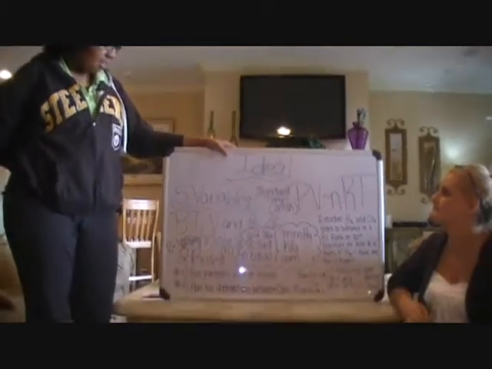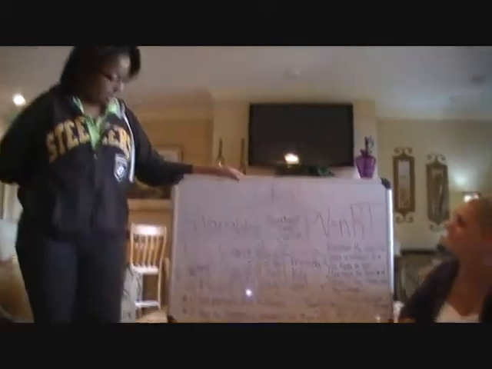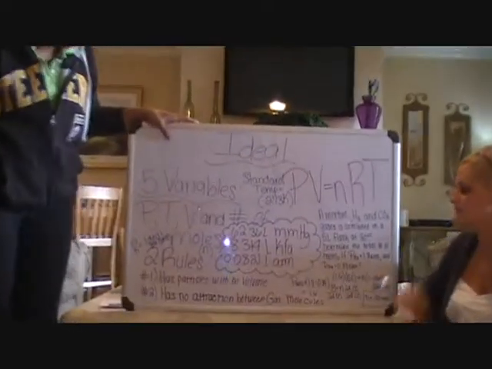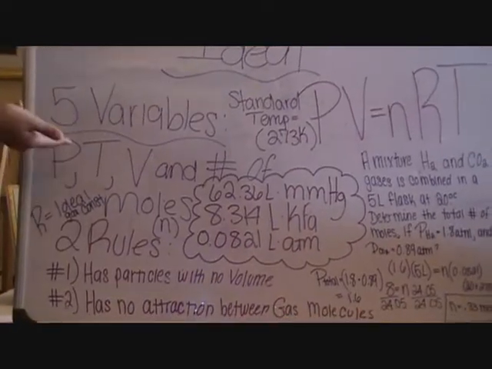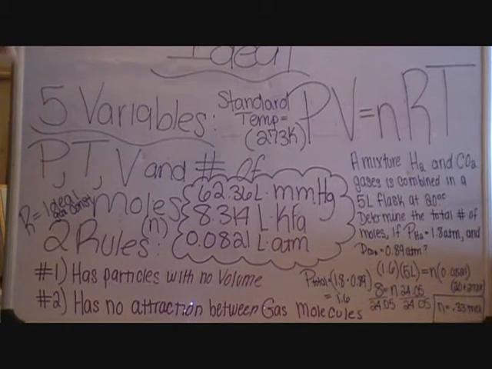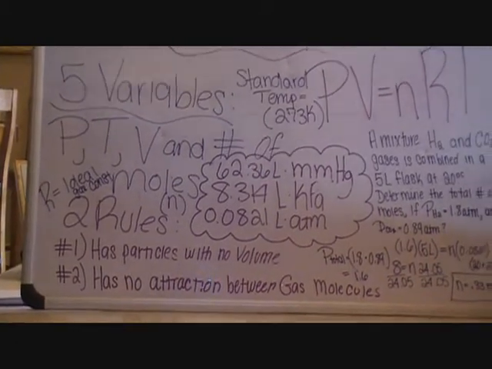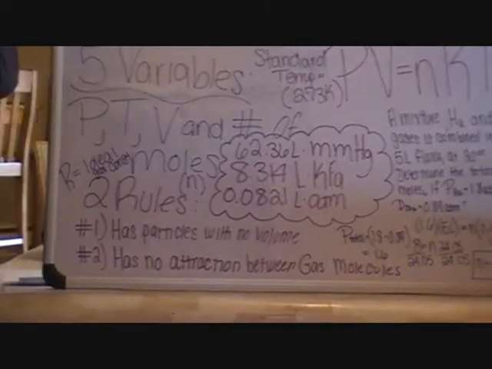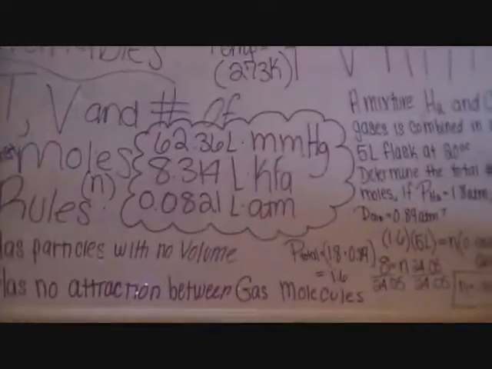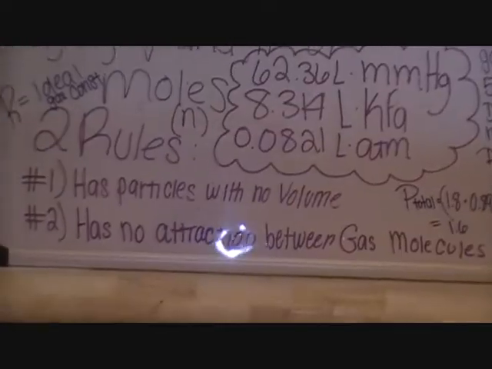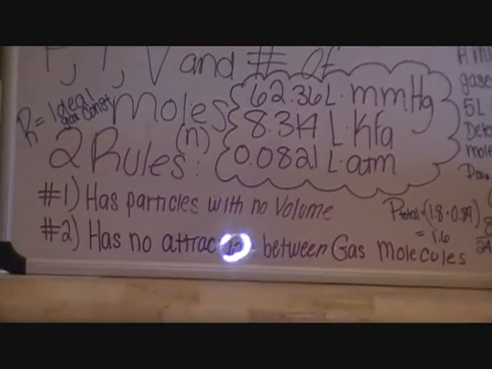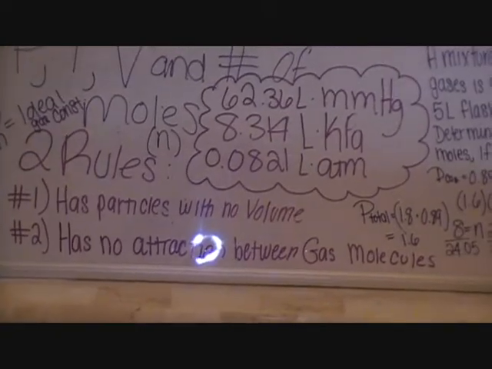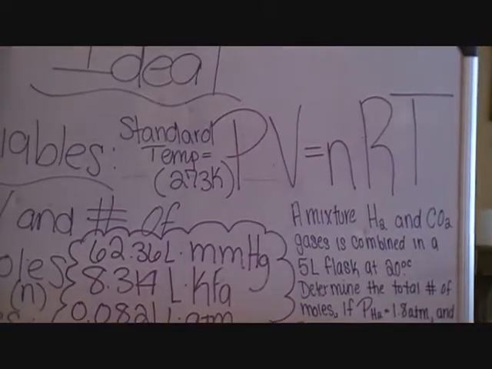This is the ideal gas law, and the ideal gas law contains 5 variables. P, which is pressure, T for temperature, V for volume, and N for number of moles. R is the ideal gas constant, which are these right here. And there are 2 rules. One is it has particles with no volume, and 2 is it has no attractions between gas particles. And the standard temperature is 273.